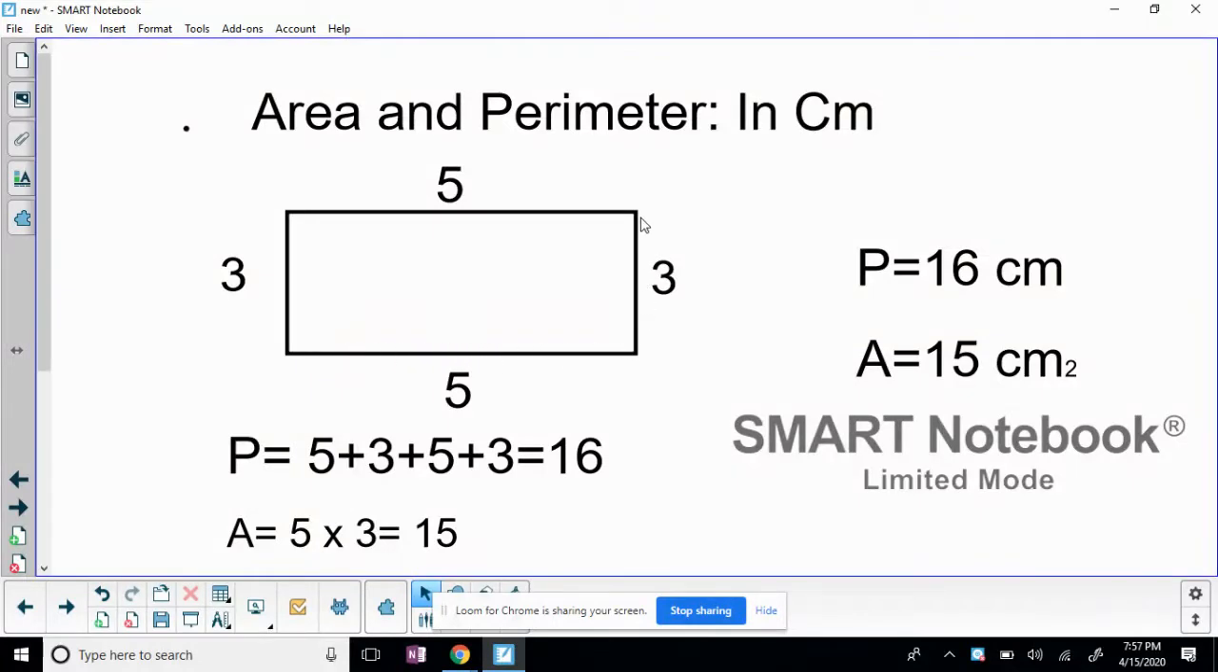Base times height. Some of you might hear my dog growling in the background. That's because there's a bunny outside, and bunnies make her growl. So hopefully she doesn't interrupt us too much.